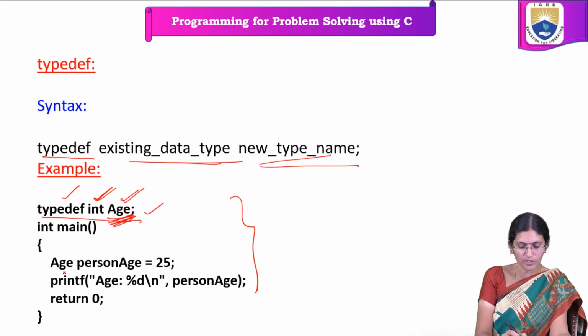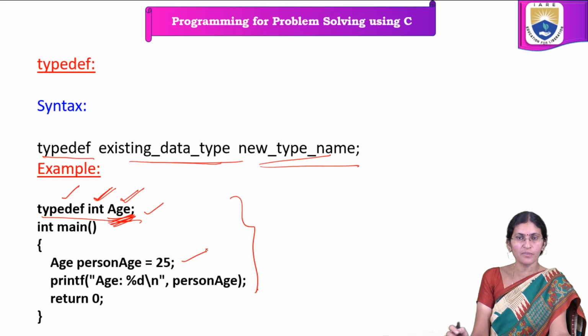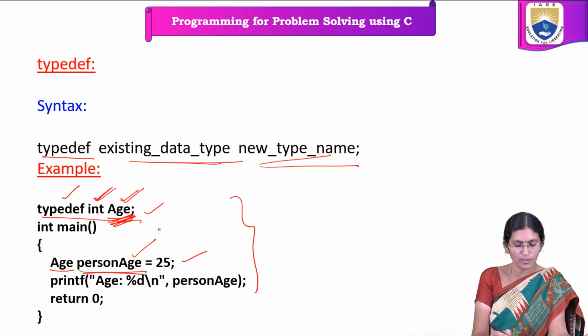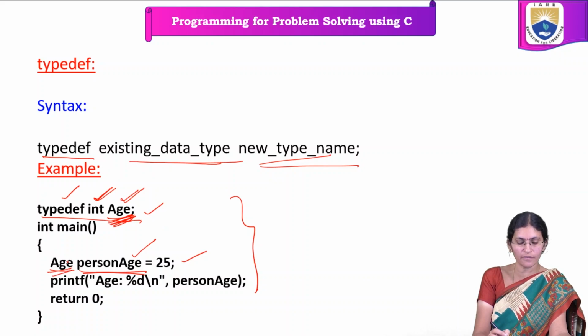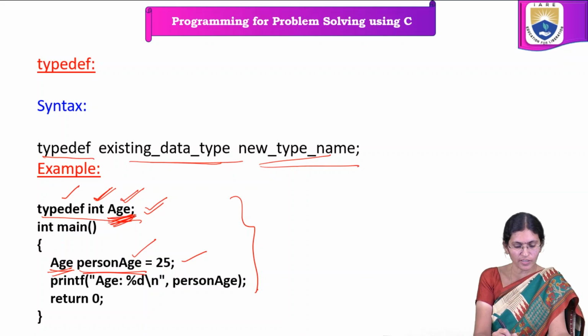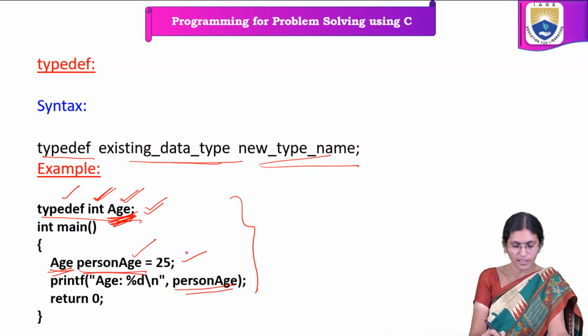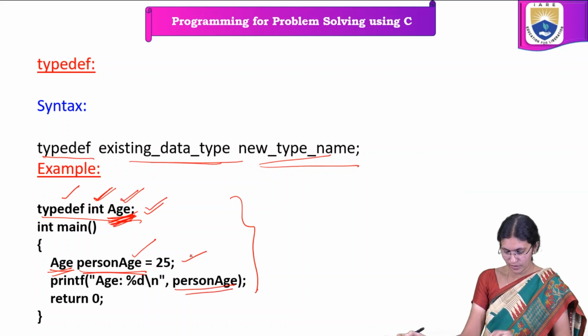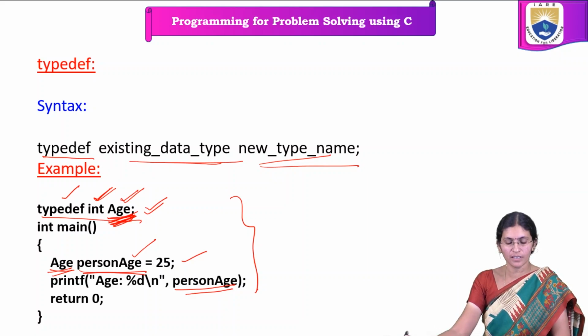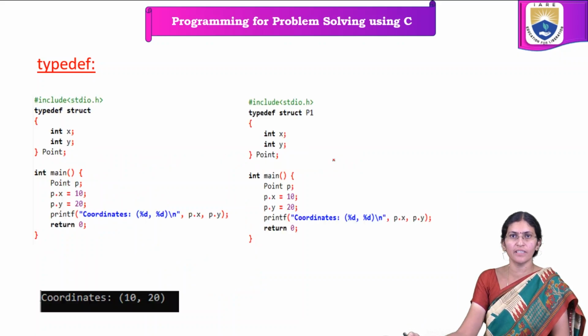In the main function, when we write the statement in this way, age and then percentage, percentage is a variable of type age. We have explicitly said here that age is the name given to the integer data type. Therefore, this will give the value 25. In this way, we can use the typedef keyword in order to give a new name, or you can say an alias, for the existing data type.